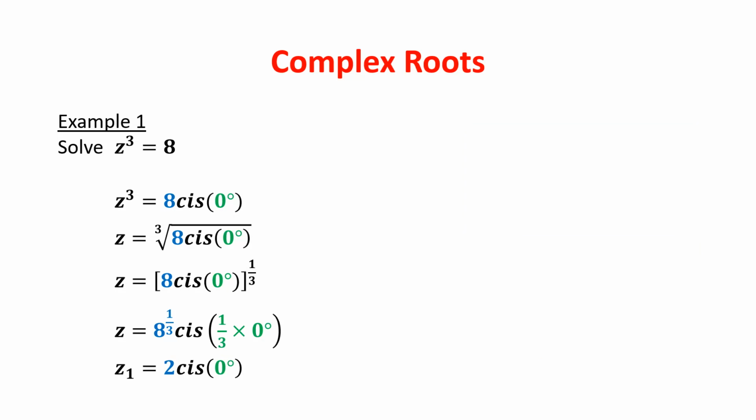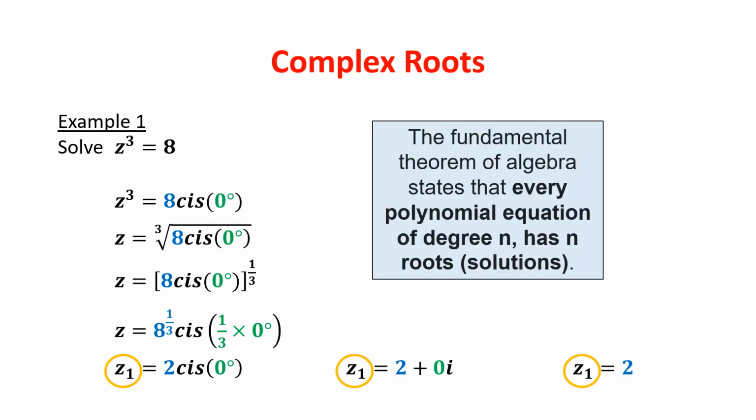Now 2 cis 0 is in rectangular form just 2, a whole number with no imaginary bits, because the cube root of 8 is 2. Notice I've called it Z1 because I've found my first solution. The fundamental theorem of algebra states that every polynomial equation of degree n has n roots. So because we're solving an equation of power 3, we're finding 3 solutions. And we've found the first solution, which is 2, a real number, not complex. But the next 2 solutions will be complex.